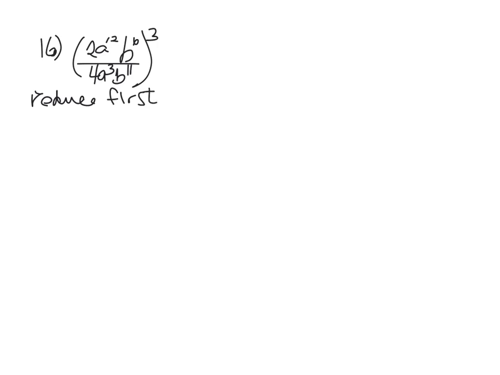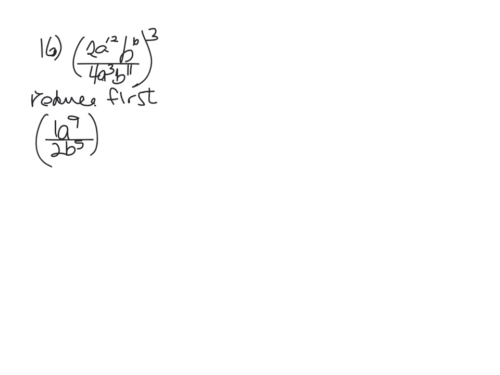So 2 divided by 4 is 1/2. A to the 12th divided by a cubed, subtract 12 minus 3, we get a to the 9th. B to the 6th divided by b to the 11th is b to the 5th in the denominator, because it's negative. There's more b's in the denominator, so that's where it stays.